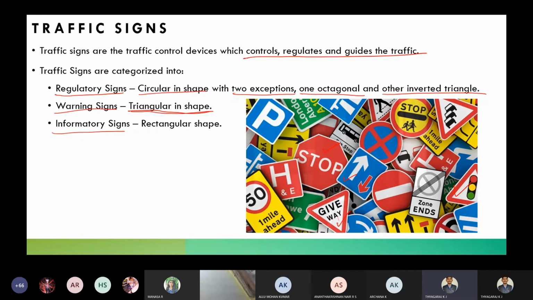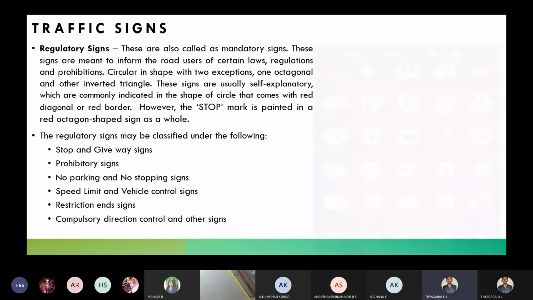So simply remember, traffic signs are the traffic control devices which control, regulate and guide the traffic. There are 3 types: regulatory signs, warning signs and informatory signs. Why am I going very fast through these traffic signs? Because everyone will be familiar with them, so I will keep on brushing up only, telling you what you have to remember.